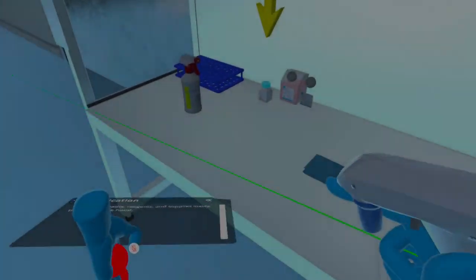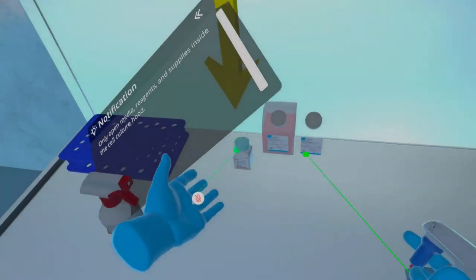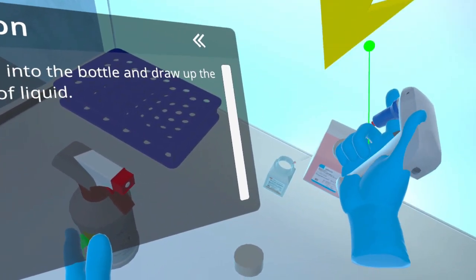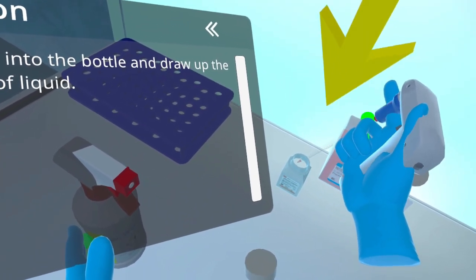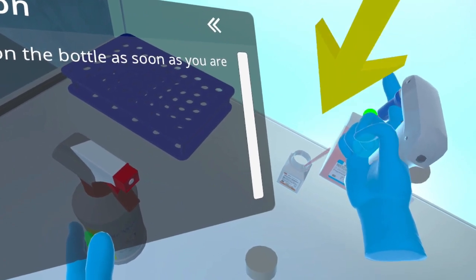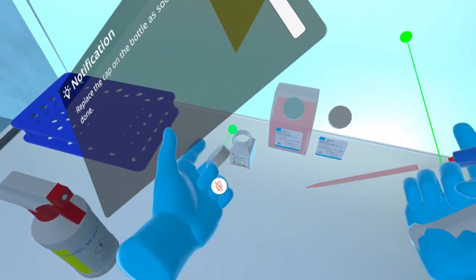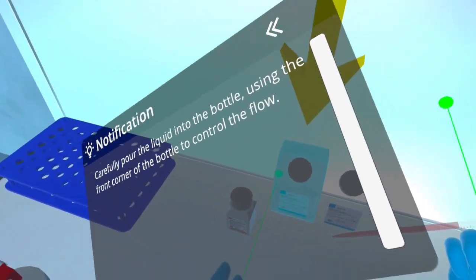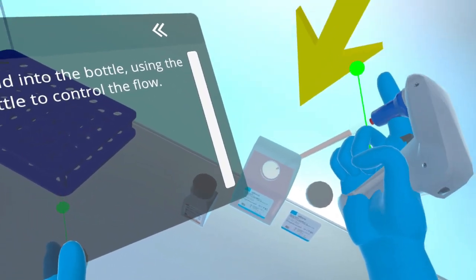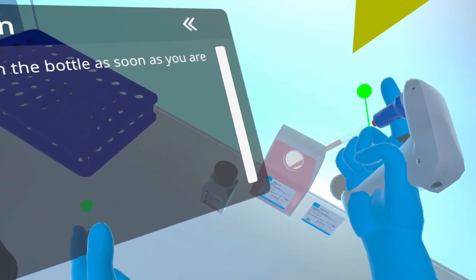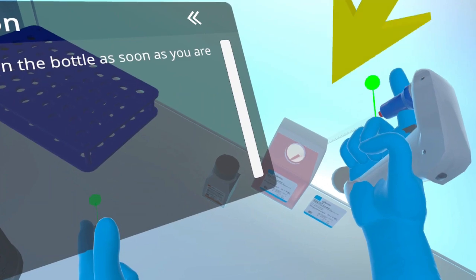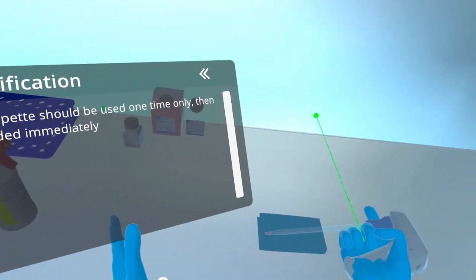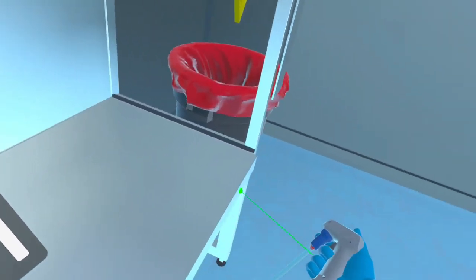Only open media, reagents, and supplies inside the cell culture hood. Insert the pipette into the bottle and draw up the desired amount of liquid. Replace the cap on the bottle as soon as you are done. Carefully pour the liquid into the bottle, using the front corner of the bottle to control the flow. Replace the cap on the bottle as soon as you are done. Each pipette should be used one time only, then discarded immediately.